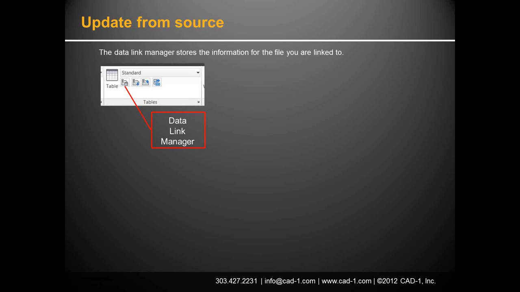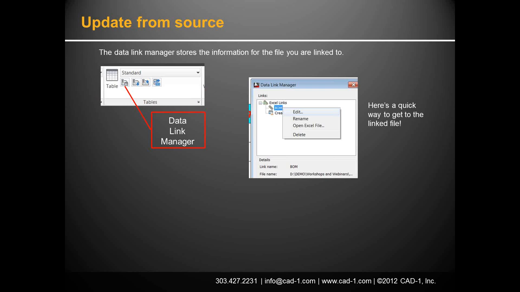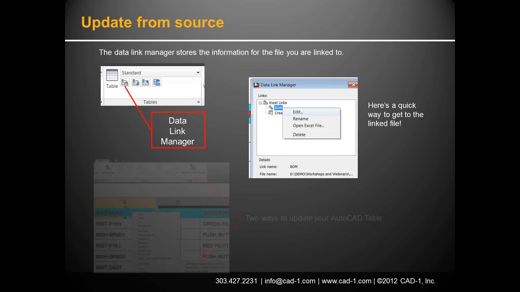Okay, so there's that button that's on the toolbar. The first thing, the Data Link Manager stores all the information for the file that you're linked to. Remember, it's the actual data link. What if I didn't set all those options properly, like maybe I unchecked the whole writing to source thing? There's a quick way of getting to that linked file. I just launch the Data Link Manager and right-click my data link. I can rename it, I can open the Excel file from inside of AutoCAD, or I can edit the data link.